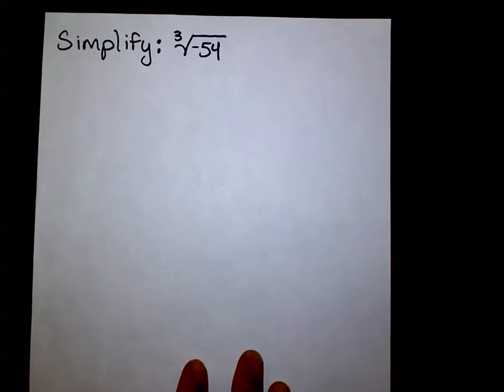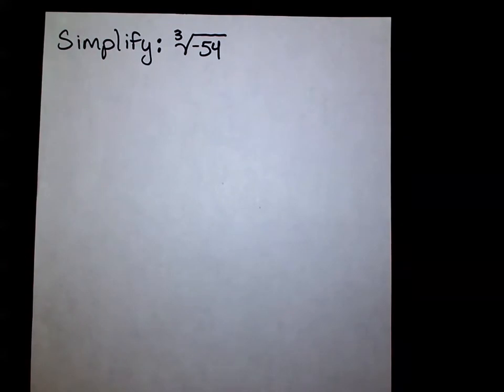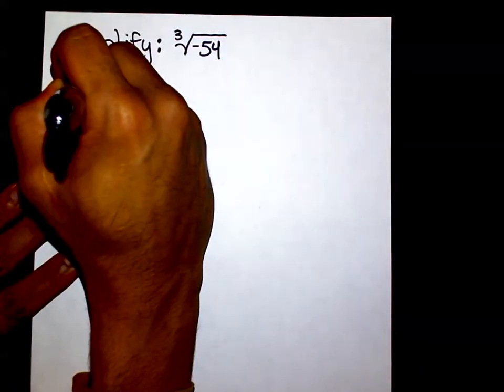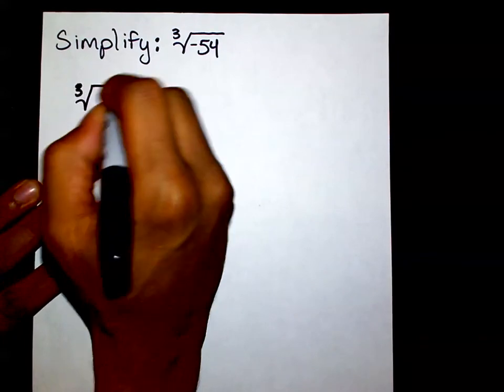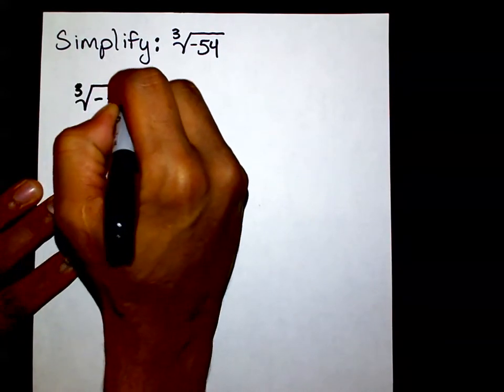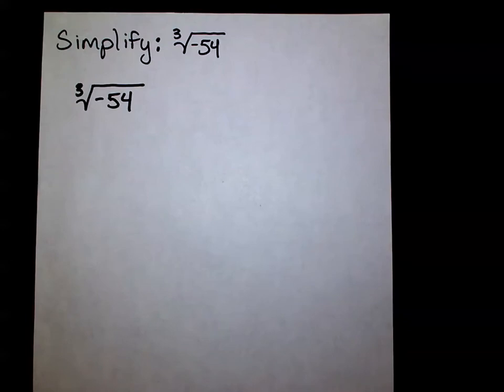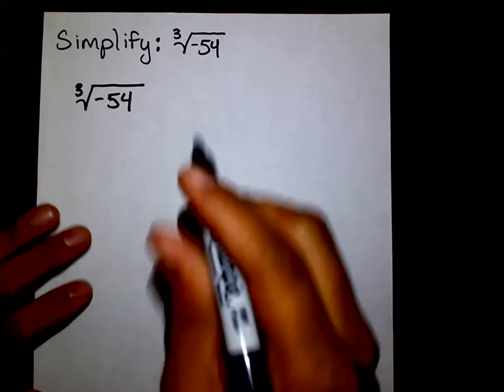This one is the cube root of a negative number. Now, cube roots of negative numbers will go. That will fly, okay? So, let's see how this one's going to end up looking here. First, I'm going to start off by rewriting my problem again. Cube root of negative 54, okay? Now, what I want to go ahead and do is break that down.